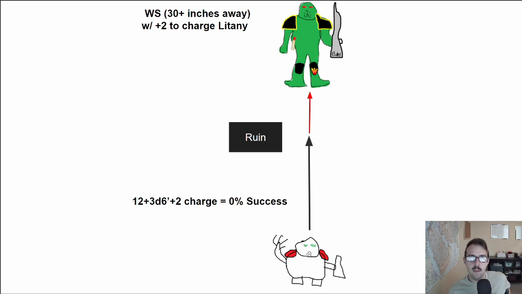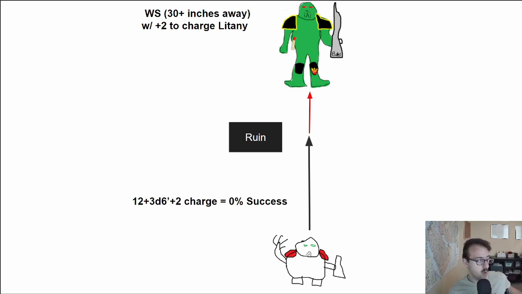So in this scenario we're going to be looking at White Scars trying to make a 30+ inch charge with the +2 to charge litany for the Chaplain. And you can see that this is a 0% chance to succeed. The reason is that even if they roll a 6 on their advance, that would be 18 inches with their 12-inch move. It'd still be a little bit over 12 inches away.